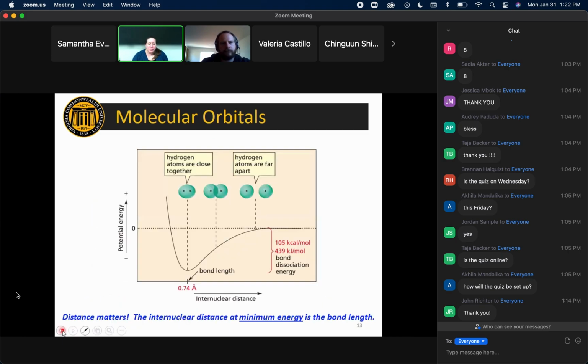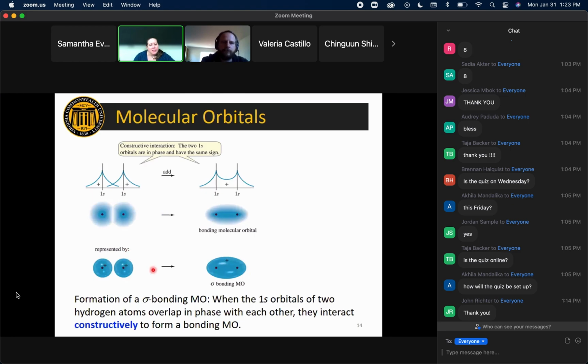All right, let's move on a little bit. Now that we have done our cartoon version of these ball s orbitals coming together, let's make this a little bit more scientific and a little bit more quantitative. When we bring these two s orbitals together, we've already talked about how we can graph the wave function for these orbitals. If they're the same phase, then they can have what's called constructive interaction, where the wave functions add together, and that creates an area in between the two with enhanced electron density.